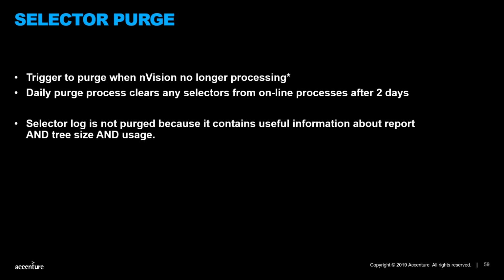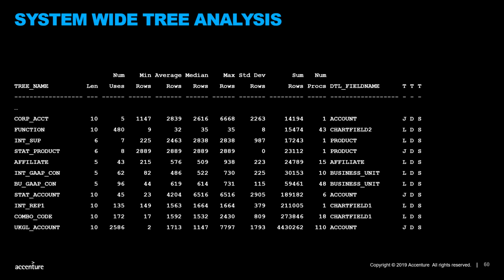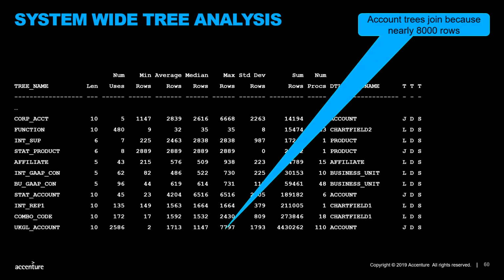We don't purge the selector log because it contains useful information about what's been going on in the application, about report usage, tree size, and tree usage. And this is a report on the selector log, and you can see information about different trees. So this account tree joins nearly 8,000 rows on some occasions. So this is an example where we don't use literal value optimization.